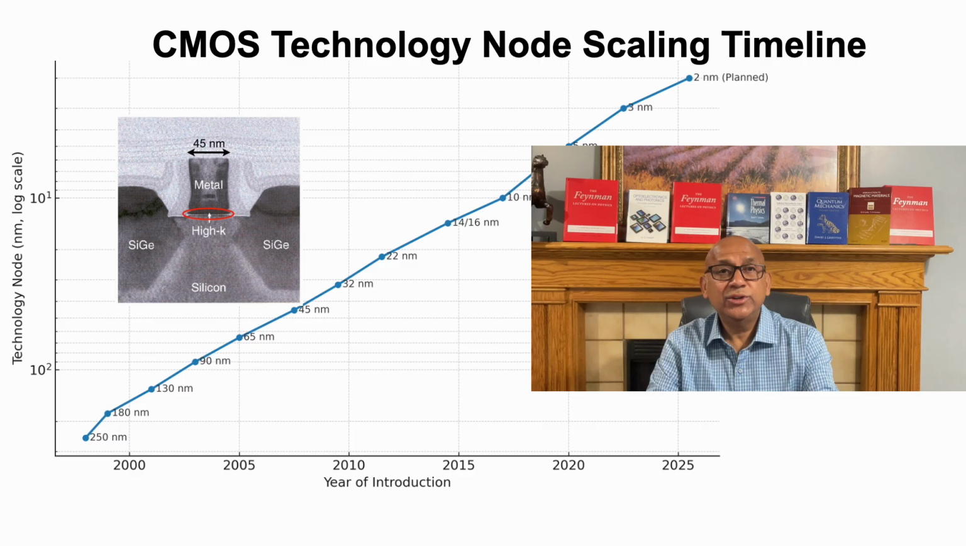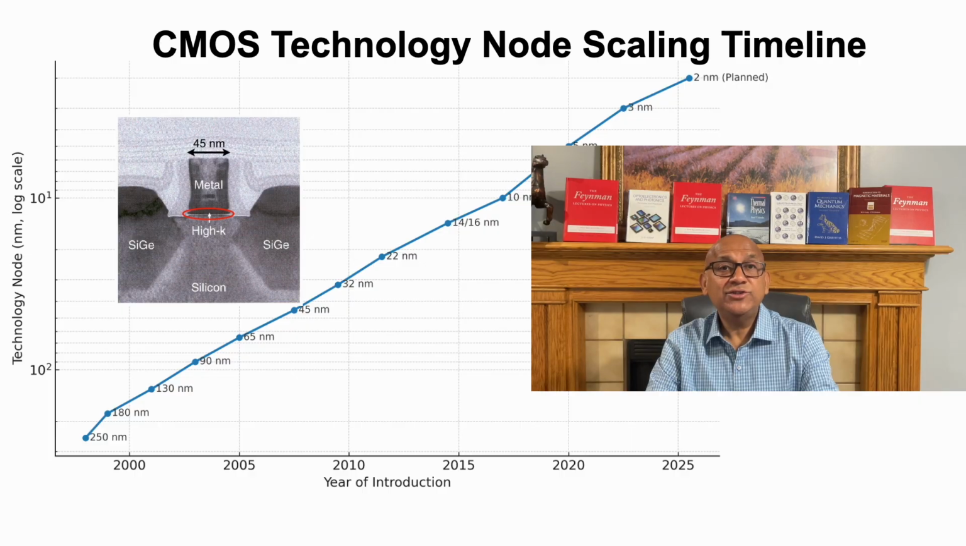This chart shows the remarkable journey of CMOS technology scaling over the last few decades. Back in the late 1990s, transistor sizes were in the range of 250 to 180 nanometers. By the mid-2000s, we had reached the 90 and 45 nanometer nodes, like the one I just showed you under the microscope. From there, scaling continued rapidly: 32 nanometers, 22 nanometers, then 14 and 10 nanometers.